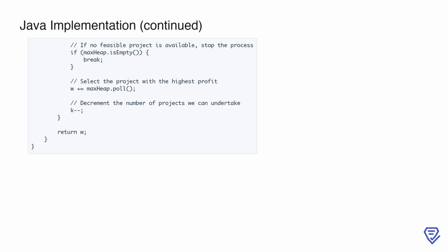Once the loop ends, either because we've completed K projects or no further feasible projects are available, we return the final value of W, which represents the maximum capital we could achieve given the constraints. This implementation is efficient because sorting the projects array takes O(n log n), and the priority queue operations are logarithmic, making the overall approach suitable for large inputs.